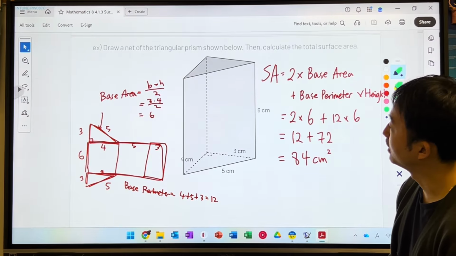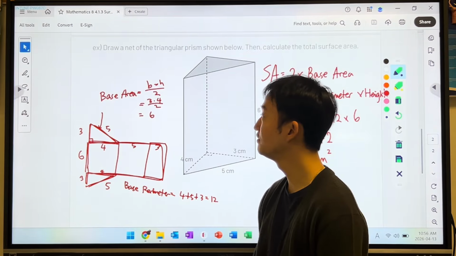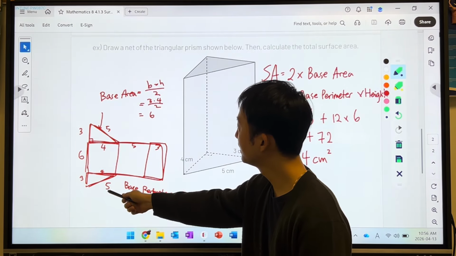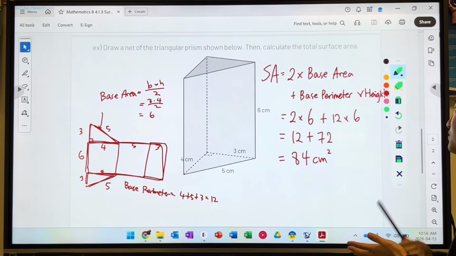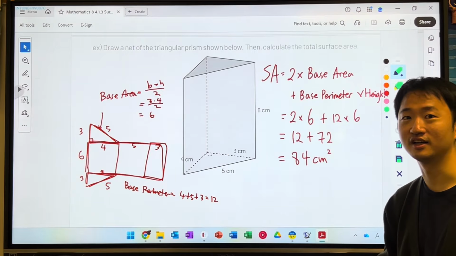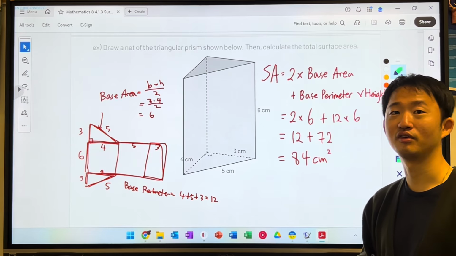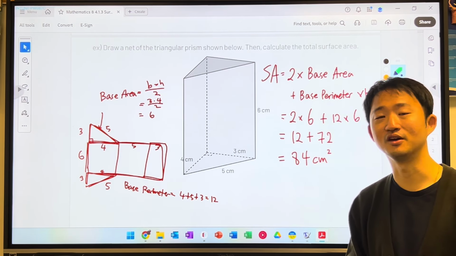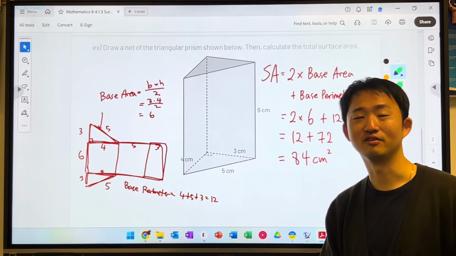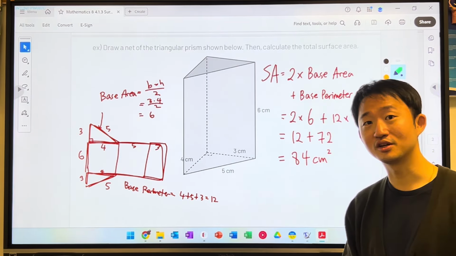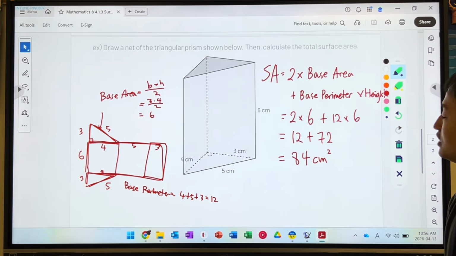Let's quickly annotate. Well, the idea is probably the same. We draw the net of the figure. We identify the base, and using this formula, we calculate the base area, and we also find the base perimeter. If it's a triangle, we use the triangle formula to find the area. If it's a rectangle, we use the area of a rectangle. And in the next video, when we have a cylinder, the base is a circle. So then we find the area of a circle and the perimeter of the circle, or circumference of the circle. And then we multiply by the height, and then we calculate.